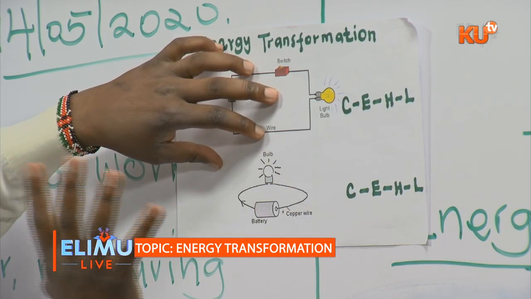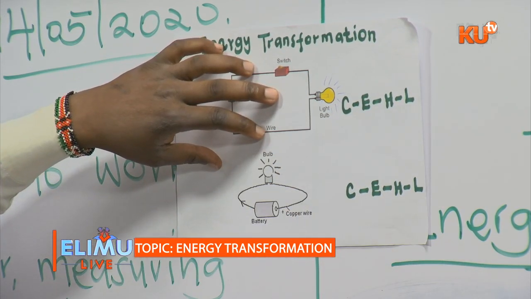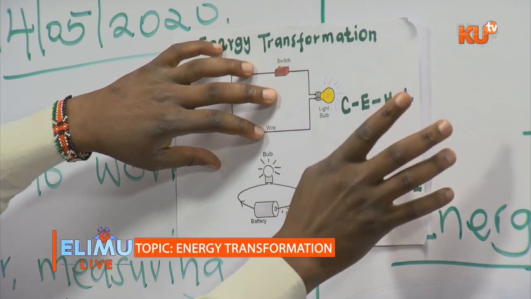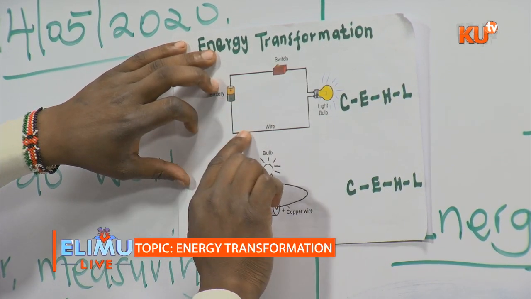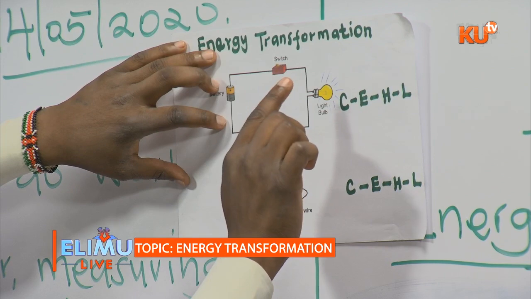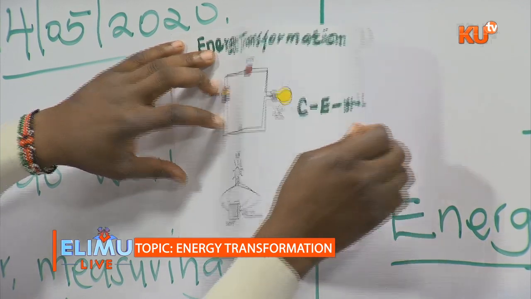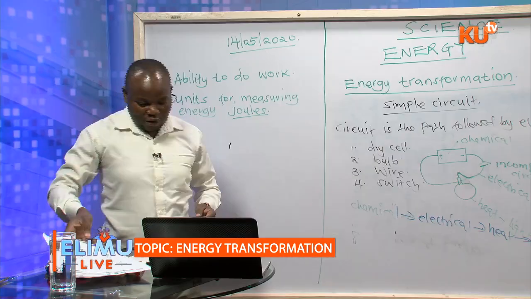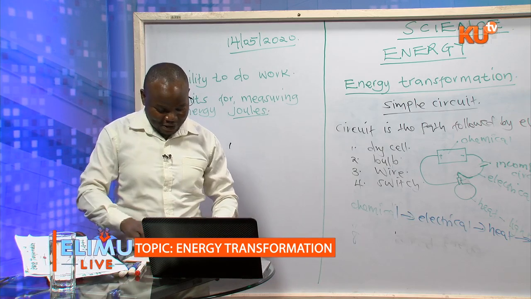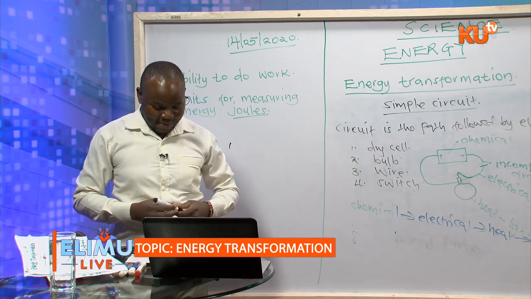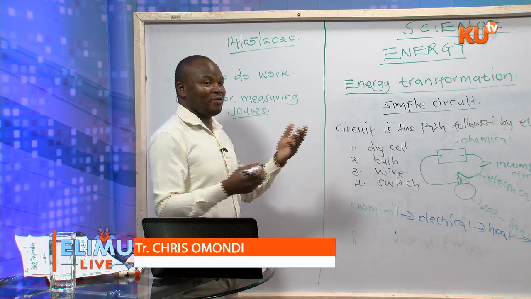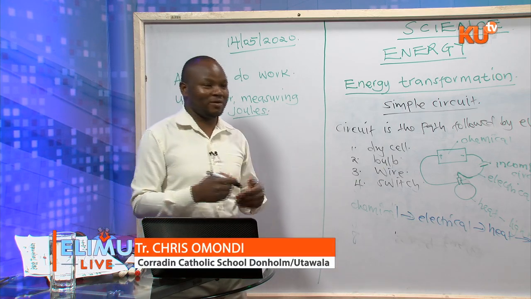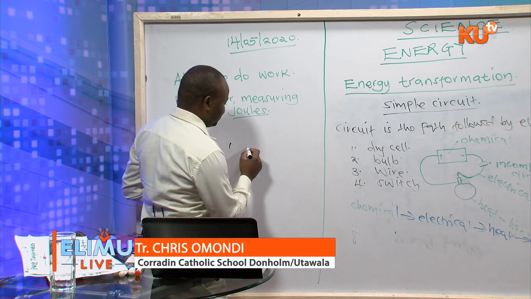That's the procedure that you are supposed to know when you want to make a simple circuit. The dry cell, the bulb, the wire, and the switch. Those are the components. But the energy transformation is chemical, electrical, then heat, then light. Thank you. So we want to move to another energy transformation, which is called burning the fuel. When a fuel burns, or a fire, let me take the fuel to be the firewood. This is the firewood.